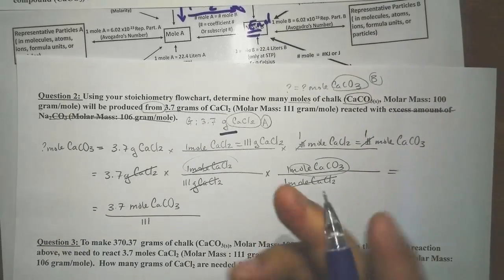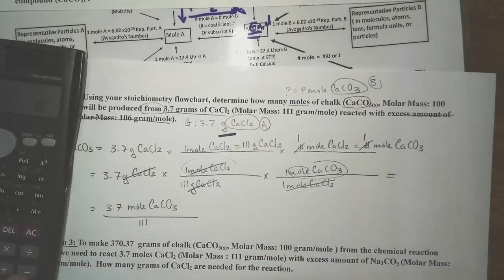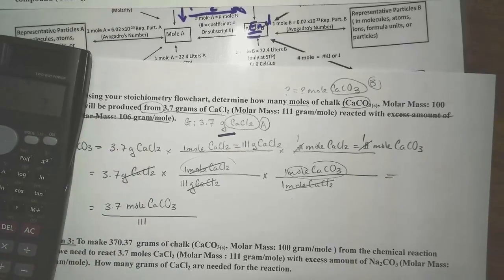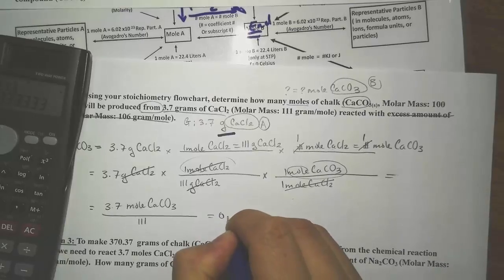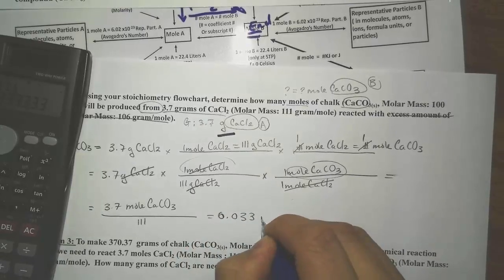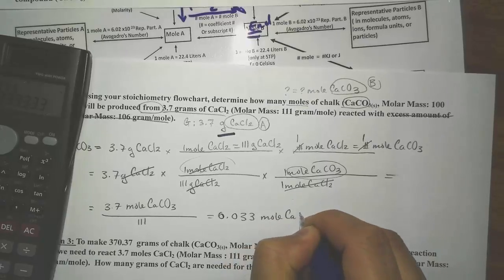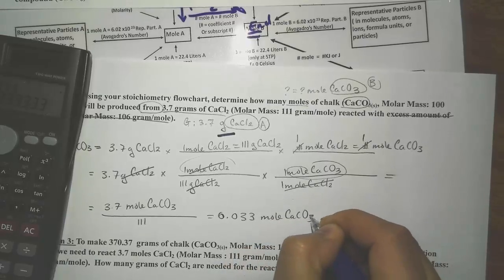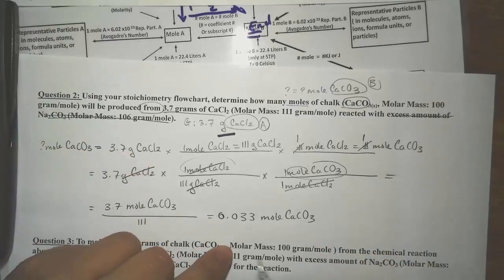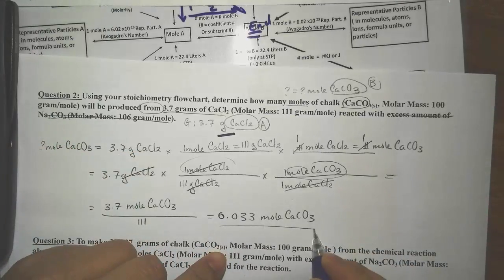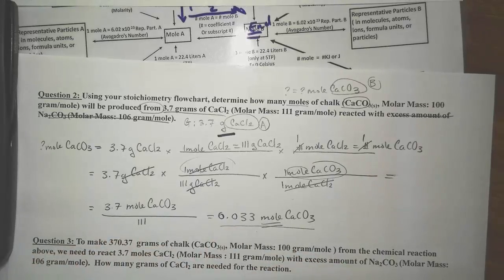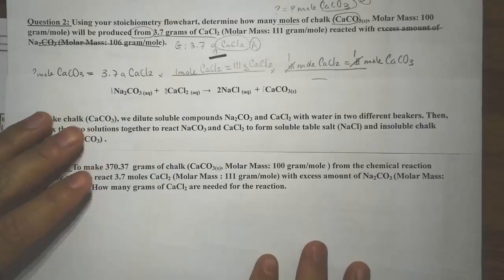And if we use a calculator, just plug it in. We have 3.7 divided by 111. That gives us 0.033 moles of calcium carbonate. So if we start with 3.7 grams of calcium chloride, that is how much calcium carbonate in moles that we will produce, okay? And that's the concept behind it.